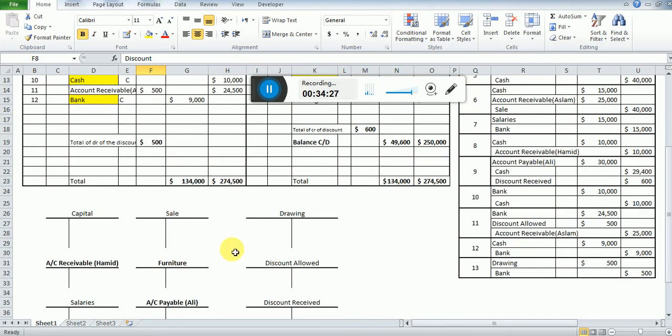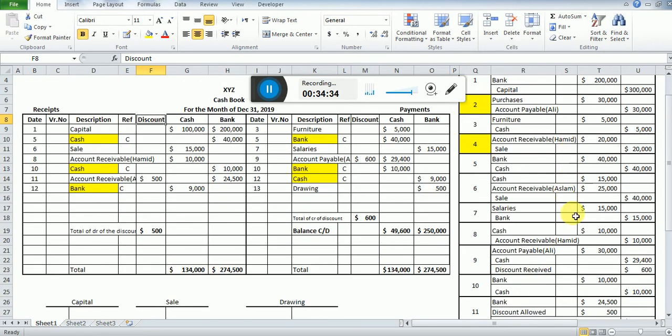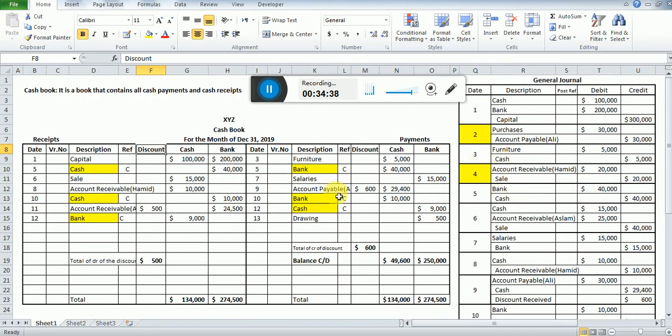It means all other accounts which have not been increased, or whose values have not been transferred from this journal, now we are just moving them. So first we are coming to the capital account.